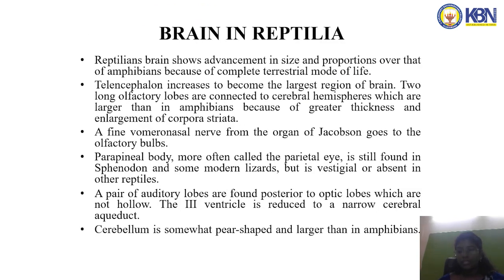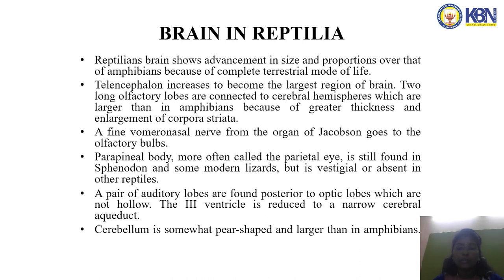Next, brain in Reptilia. The reptilian brain shows advancement in size proportions over that of amphibians because of the complete terrestrial mode of life. Telencephalon increases to become the largest region of the brain. Two long olfactory lobes are connected to cerebral hemispheres, which are larger than in amphibians because of greater thickness and enlargement of corpora striata. A fine vomeronasal nerve from the organ of Jacobson goes to the olfactory bulbs.